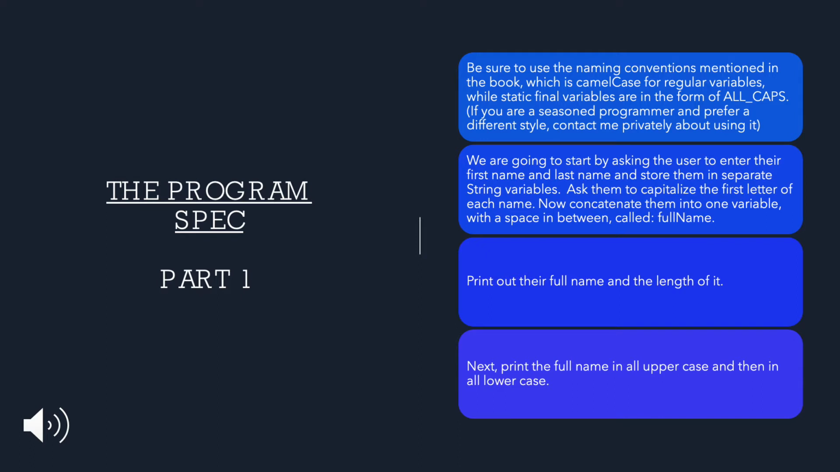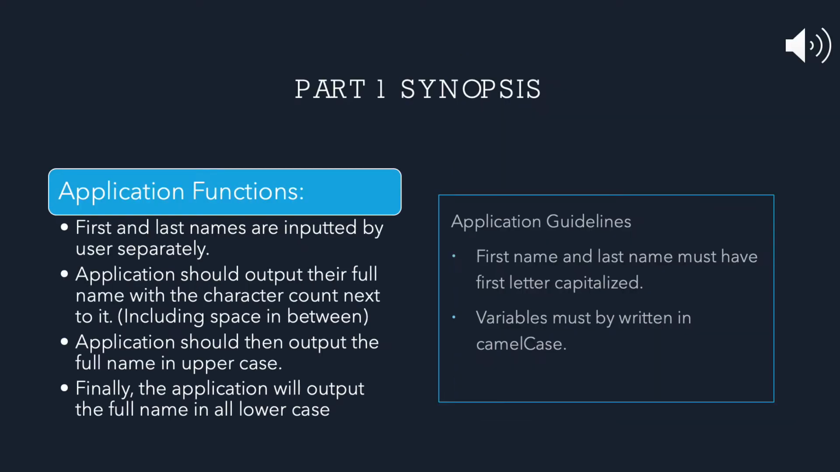In this program, what it needs to be doing is to ask the user for the first name and last name separately, output their full name alongside the length of it, meaning the count of the letters inside the string, and then also output the full name in all uppercase, then in all lowercase. Let's begin. All right, let's start with a synopsis.